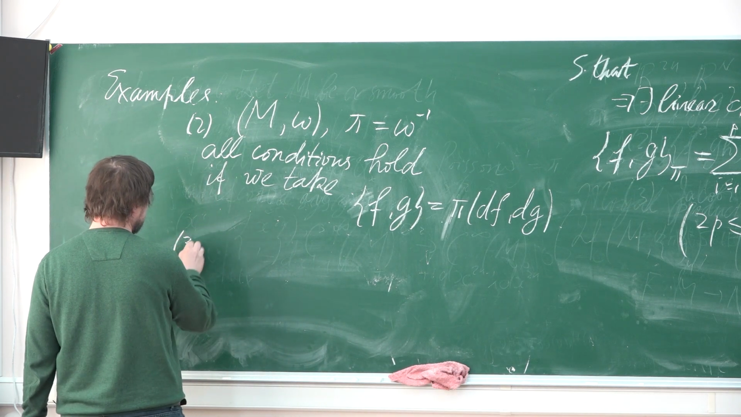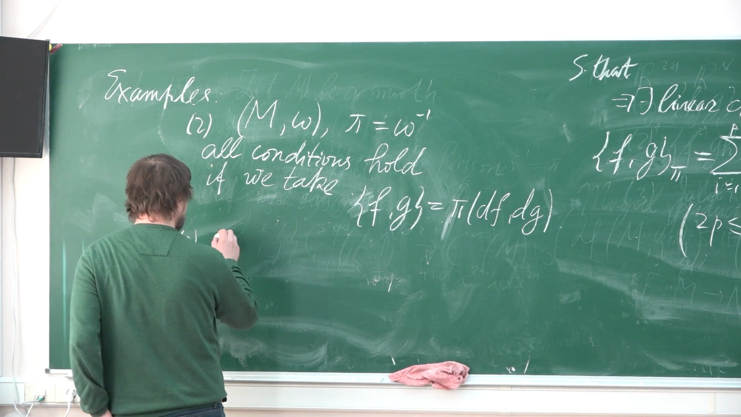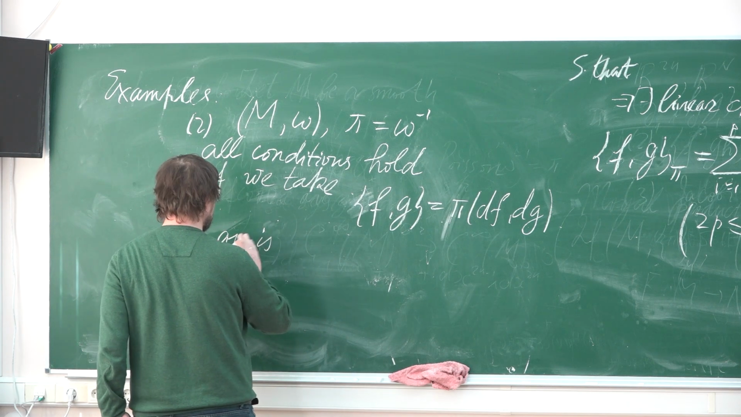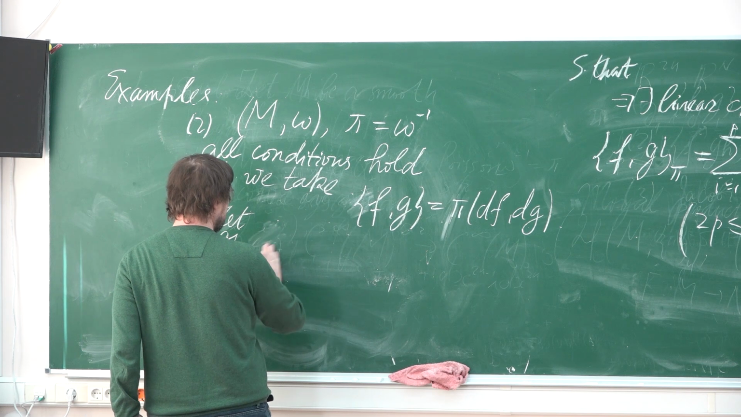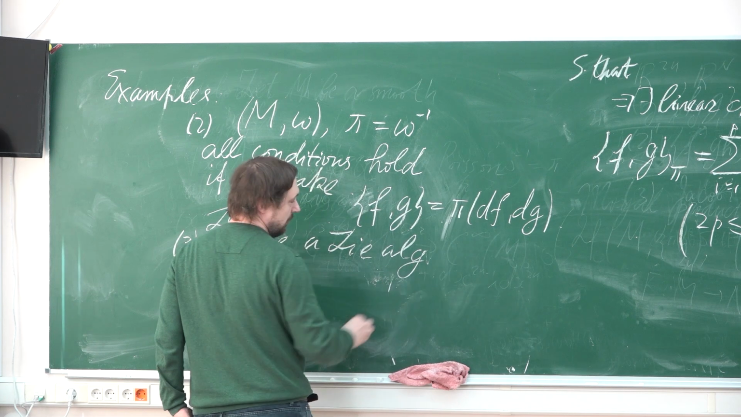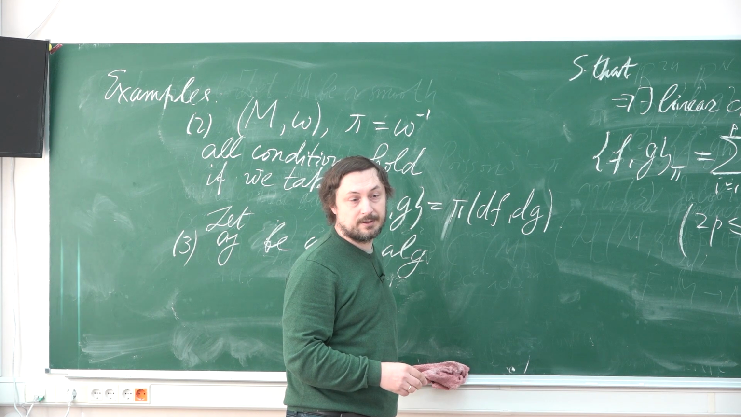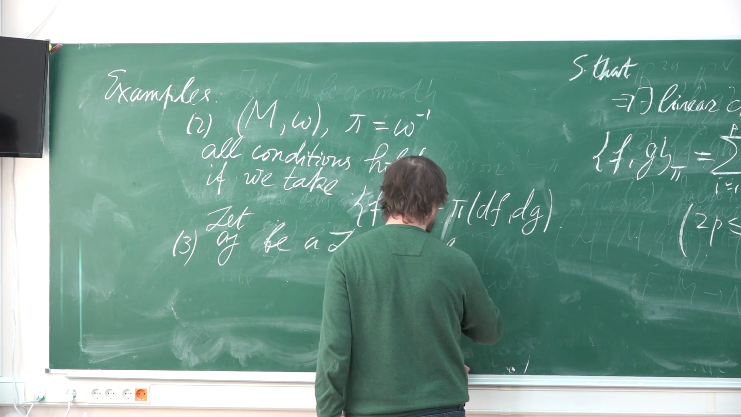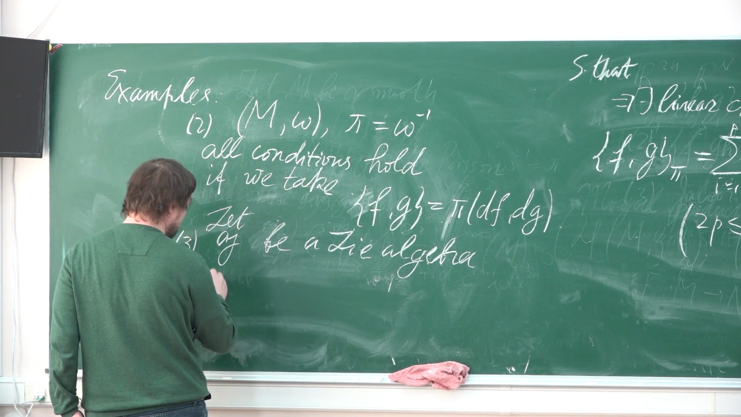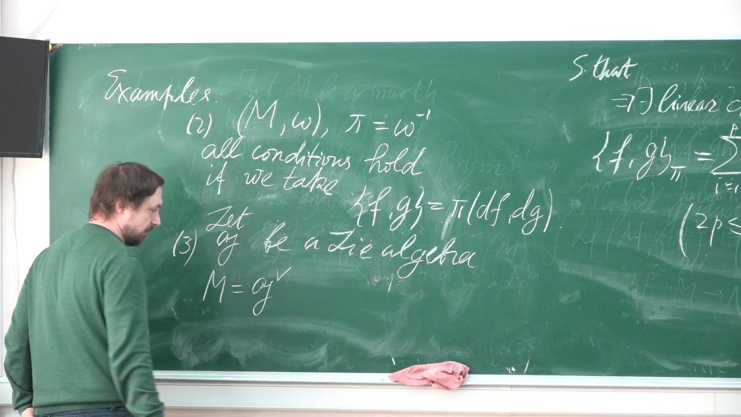And here is a third example. Now suppose that g is a Lie algebra. Let g be a Lie algebra. I hope you know what Lie algebras are. I just don't know if you have already attended some course on Lie theory or not. Okay. So suppose g is a Lie algebra. In that case, we take M equal to the dual space of g.